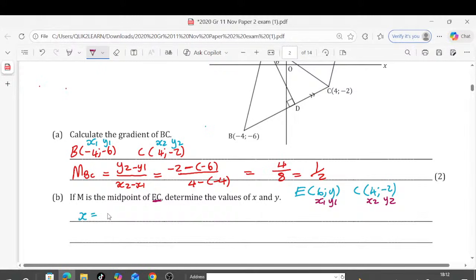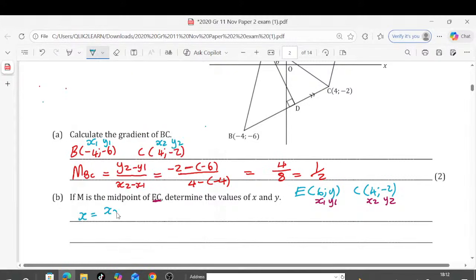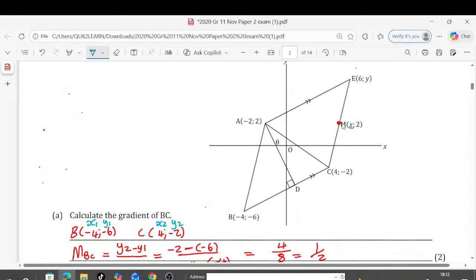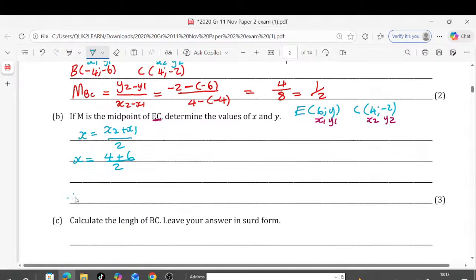So remember, to find the midpoint, the formula that we use is X2 plus X1, and the answer that you get, you divide by 2. The answer that we get here will give us the X coordinate of the midpoint M. So X is equal to X2, which is 4, added to X1, which is 6. Divide this by 2. The answer that you get is the X value of M. So X is equal to 5. We are happy with that.